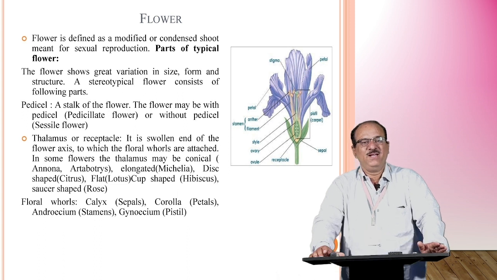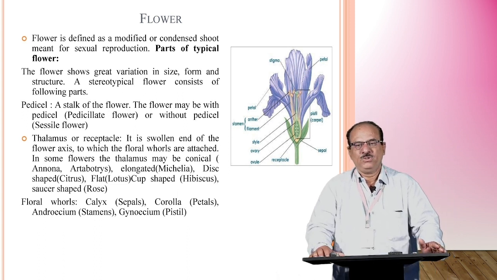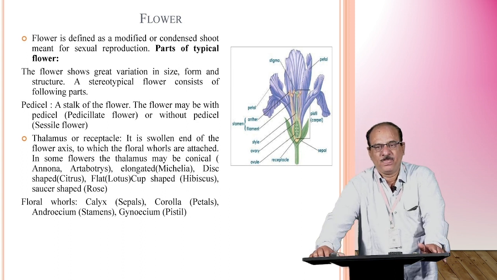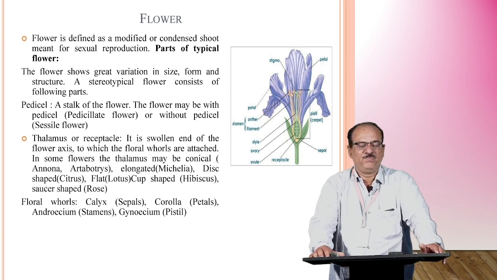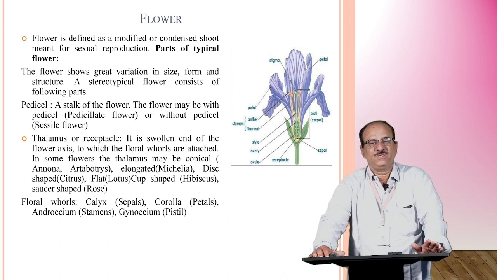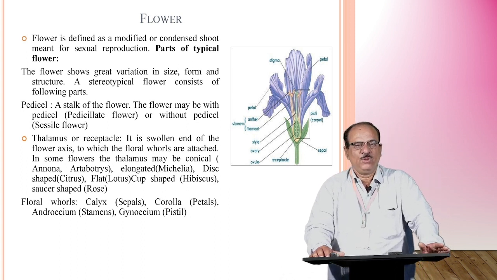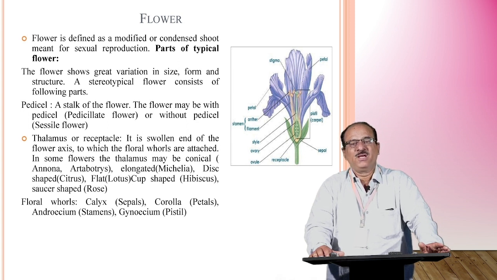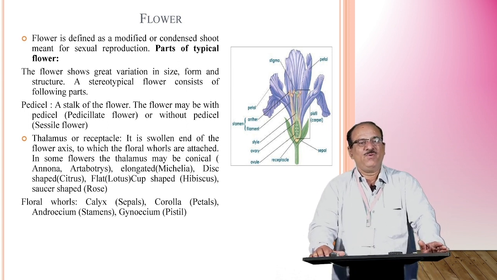So here when we say that it is a modified shoot, the function of shoot is to bear the leaves and it is very large. Now the function of flower is sexual reproduction. So naturally there would be a change in structure when there is a change in function. And at the same time, the shoot is very large, whereas the flower is comparatively very short or very small. So we say the flower is a modified and condensed shoot for sexual reproduction.